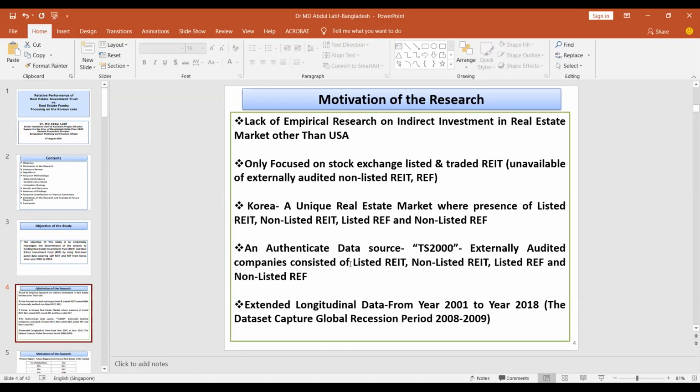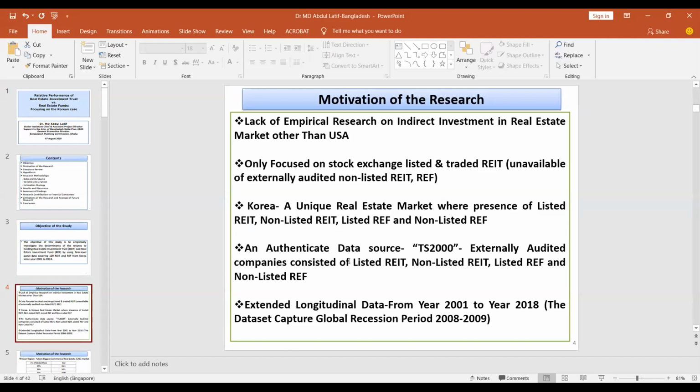Regarding Korea, actually Korea is a unique real estate market. Real estate strength is very high in Korea, where there is presence of listed REIT, non-listed REIT, and listed RIF and non-listed RIF. So there are 4 items here in Korea. So it was a good sign to do research in the 4 segments.